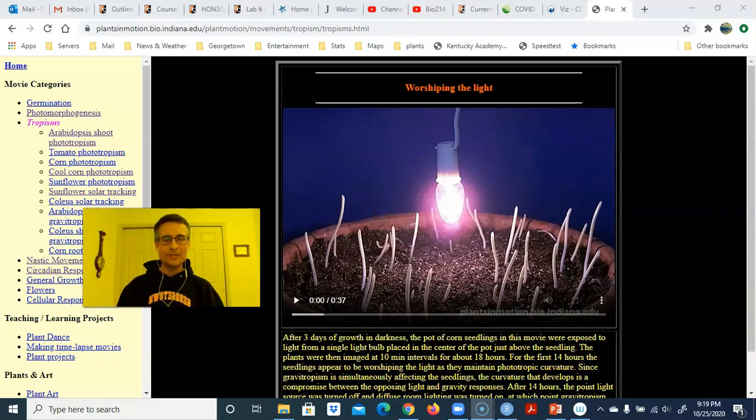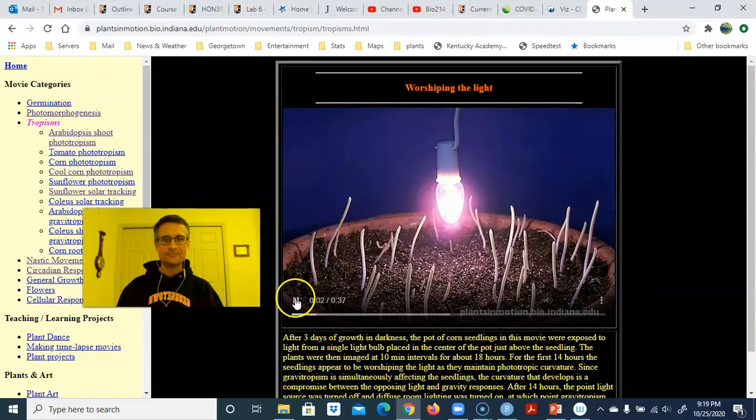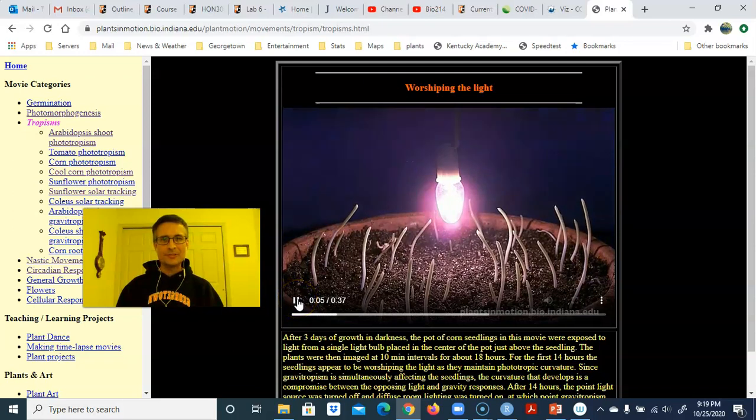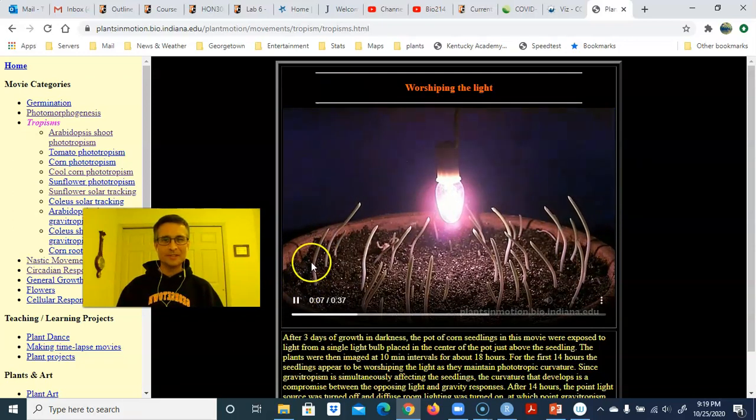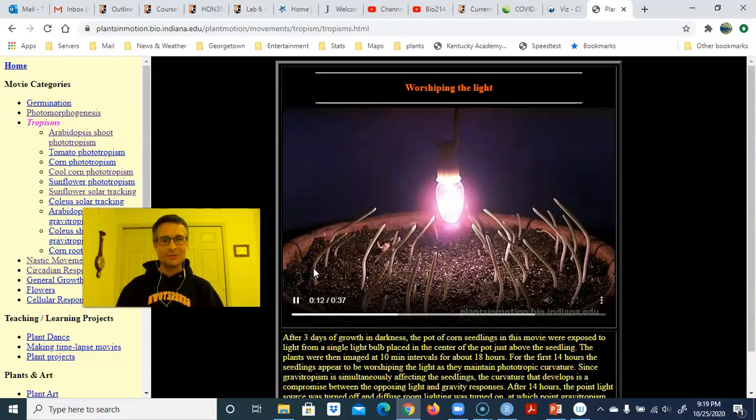And so the light is going to be on for a number of hours, and then we're going to switch this very directional light to a much more diffuse overhead light and see what happens. And you can see why this video is titled Worshipping the Light. So over time, the little coleoptiles are going to start to grow towards this very directional light source. But in just a moment, we're going to change where the light is coming from.